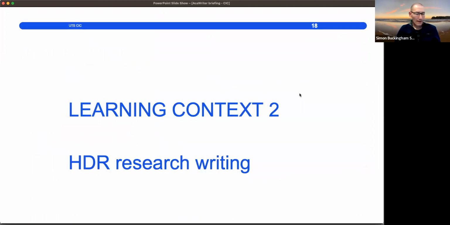All right. Okay, moving swiftly on to the second example of analytical writing, and this is HDR research writing. That was the context we worked in, but as you'll see, this kind of writing is also relevant for other students doing project reports or executive summaries, because the essence of writing a good abstract is to encapsulate for the reader the key messages as to why they might want to read on for the whole paper.